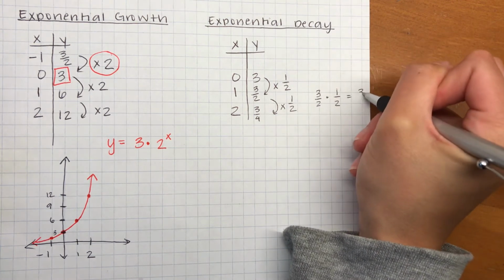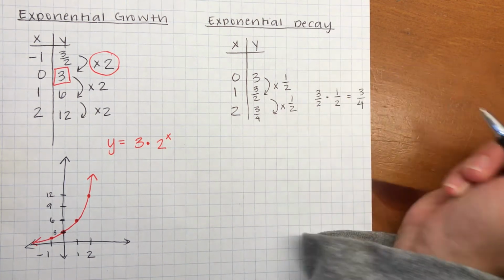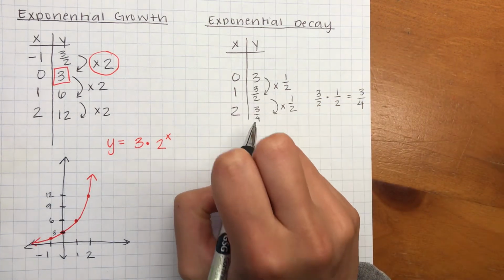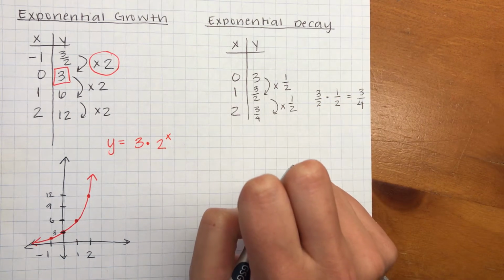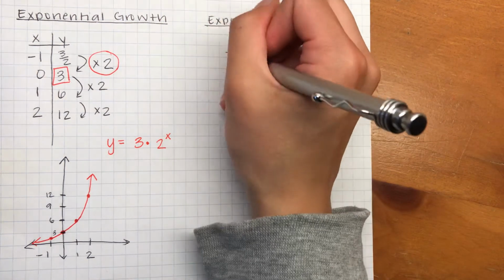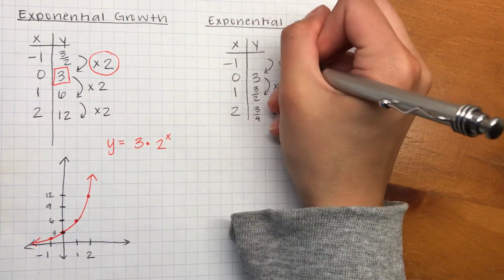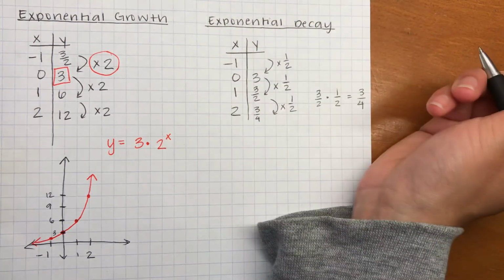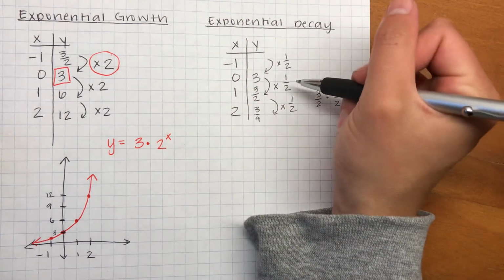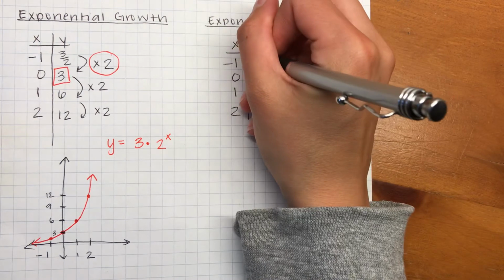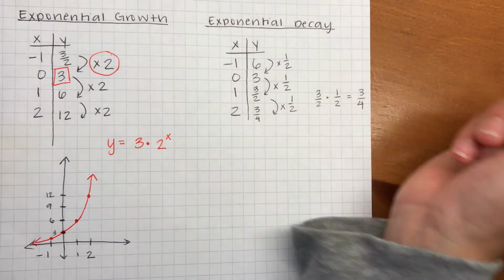3 times 1 is 3. 2 times 2 is 4. That's how I'm getting 3/4 here. All right, and again, if I go backwards, for -1, something times 1/2 gives me 3. So I really can multiply 3 by 2 to go backwards and get 6 here.